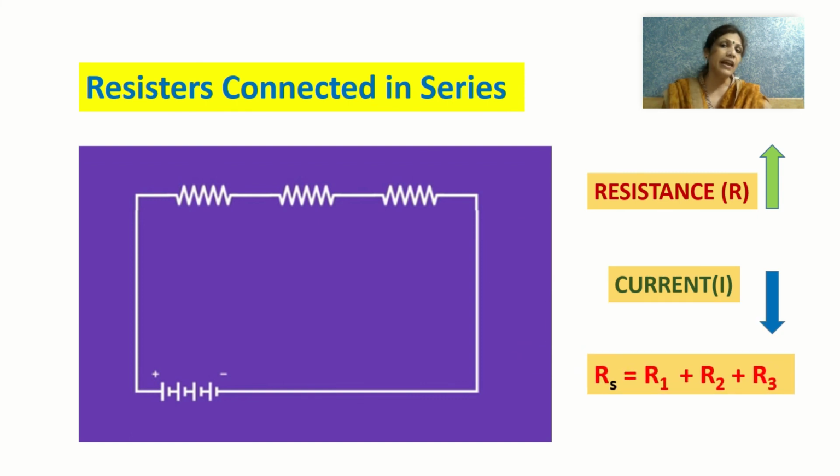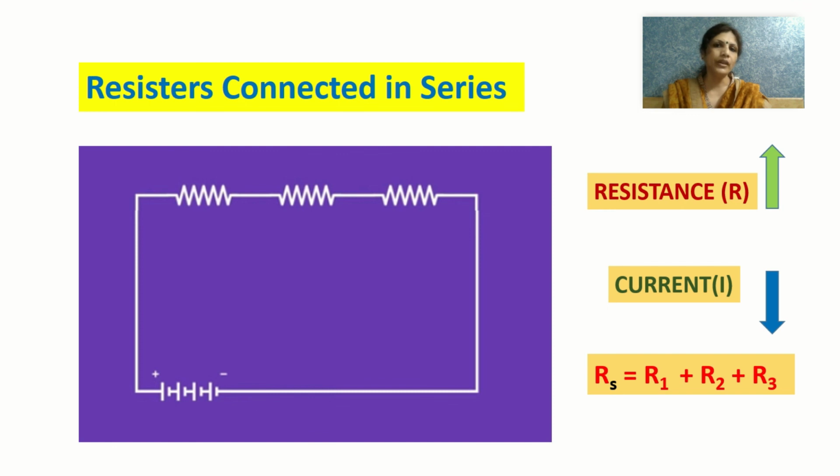And if there are n resistors connected in series, then the equation is RS is equal to R1 plus R2 plus R3 plus so on up to nth resistor. So this is the very important bottom line for today's session, that when the resistors are connected in an electrical circuit, the overall resistance of the circuit increases and the current flowing through the circuit decreases.